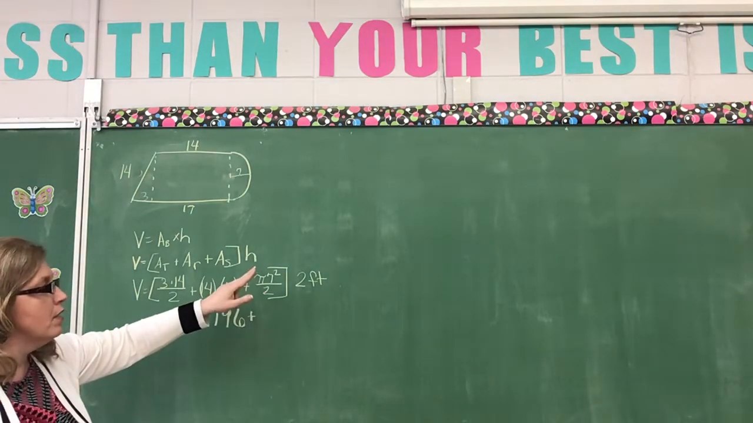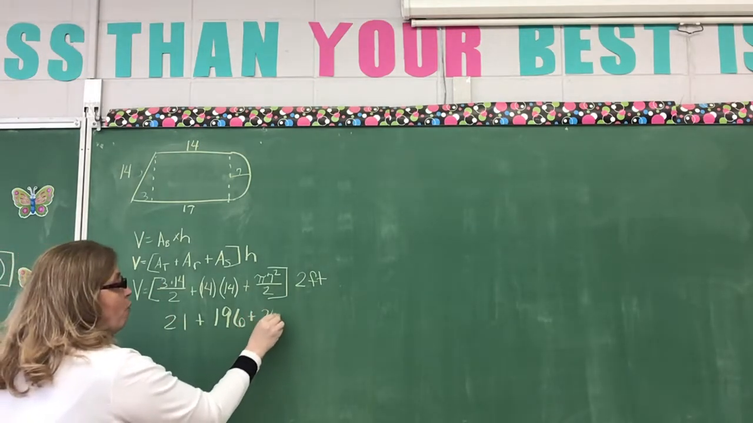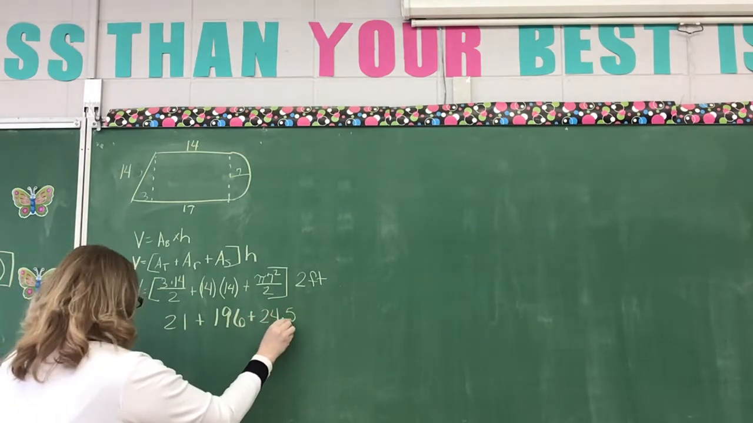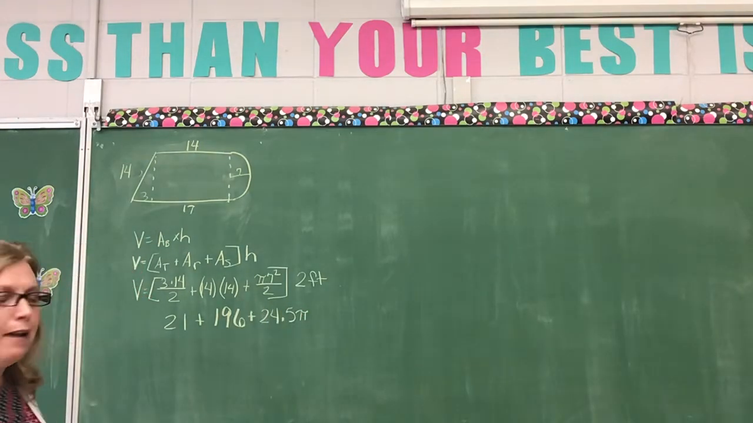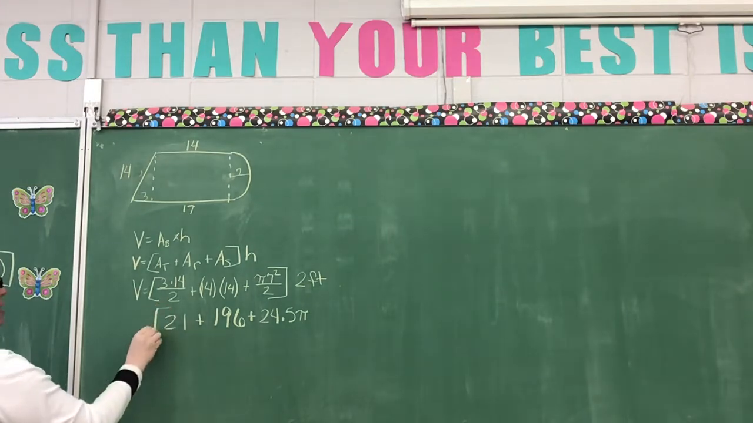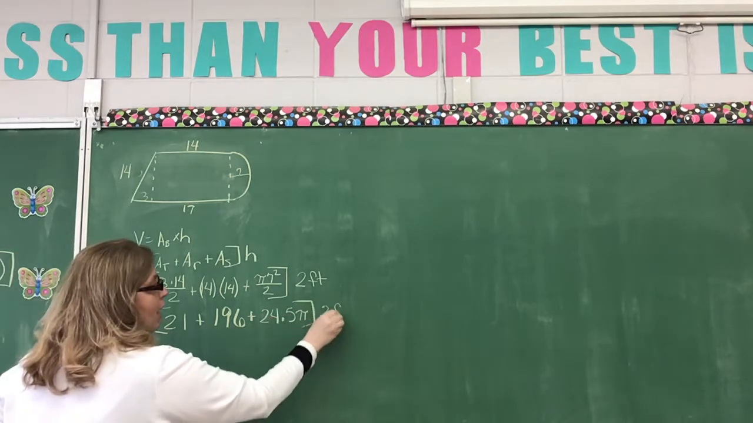Then we've got this thing over here. Pi times 7 squared divided by 2, okay? So we're going to say 7 squared is 49. 49 divided by 2 is going to be 24.5, and we're still going to put pi there. We haven't solved the pi yet, okay? Now, all of this is to still do my area, okay? So we still have our 2 feet for the height.